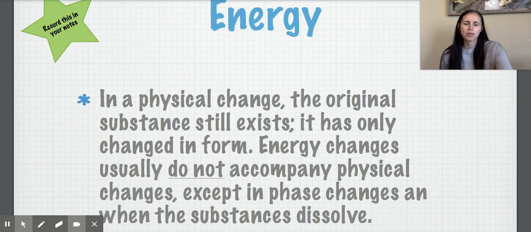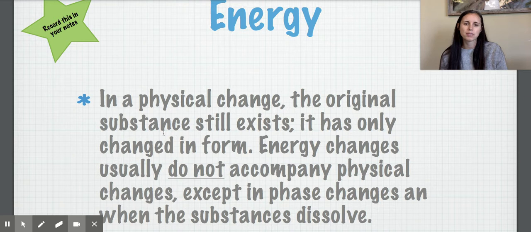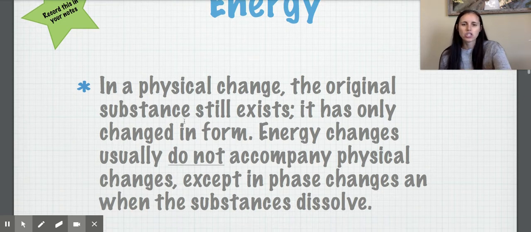Let's talk a little bit about energy. So we mentioned energy last time when we talked about states of matter. We said that you can add energy in to go up a state of matter. You can take energy away to go down a state of matter. In a physical change, the original substance still exists. It just changed form. Energy changes do not typically accompany physical changes, except in phase changes or when a substance dissolves.